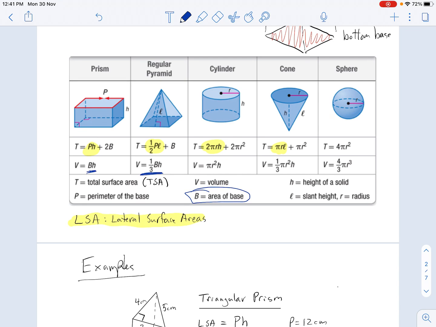For cylinders, this is the base area, pi r squared, the area of a circle, times height. So it's really the same thing, base area times height. And the cone is 1/3 of that: 1/3 pi r squared h. So it's the same idea. If you fit a cone inside a prism of the same height, it'll take up 1/3 of the volume.